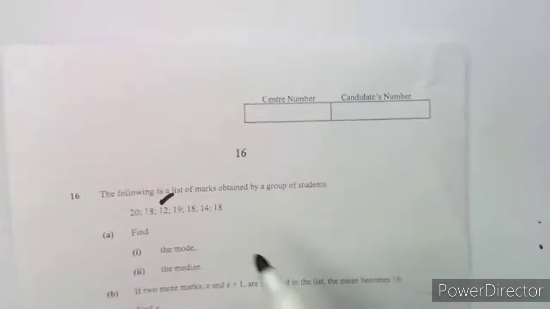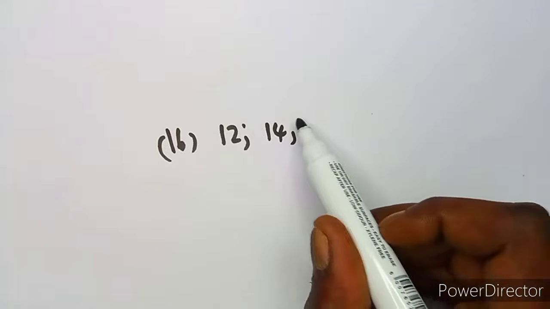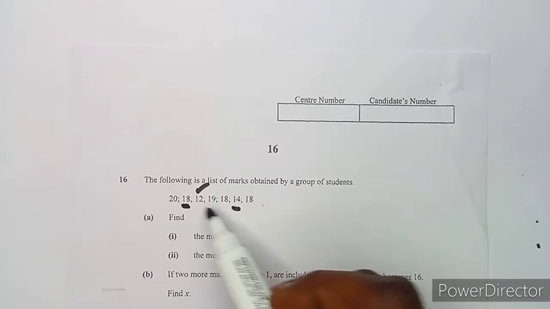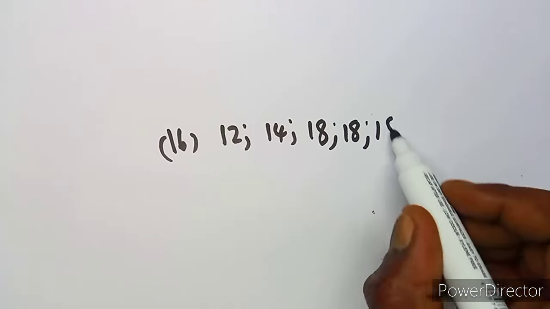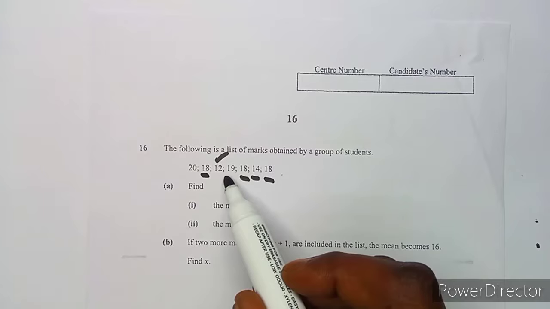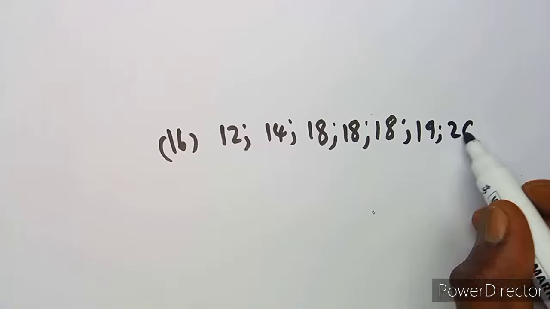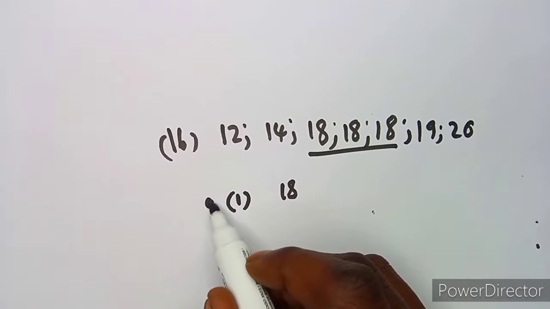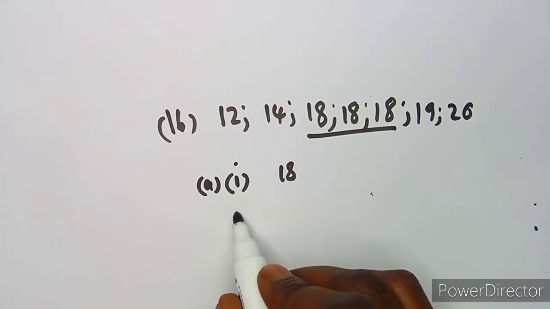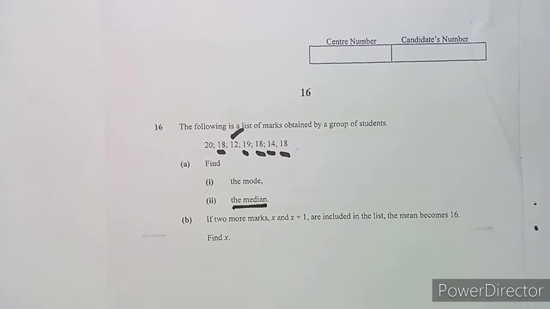So you have got 12 in this case. Just list the numbers that we have: 12, and you've got 14, and you've got 18. How many are they? 1, 2, 3. You've got 18, another 18, and another 18. All right, then we've got 19 and 20. So as you can see, the mode is the number with the highest frequency, which in this case is going to be 18.